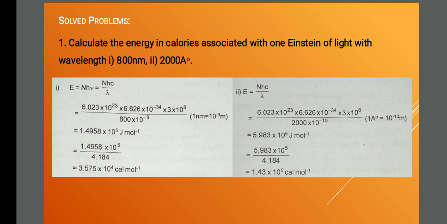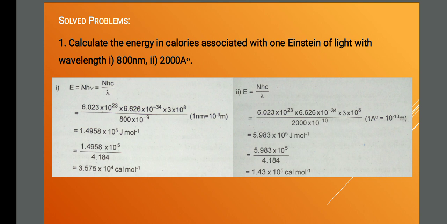So the first problem is: calculate the energy in calories associated with 1 Einstein of light with wavelength 800 nanometer and 2000 Armstrong. I'll repeat the problem. Calculate the energy in calories associated with 1 Einstein of light with wavelength 800 nanometer and 2000 Armstrong. We know the formula for energy in Einstein: E is equal to N into h nu.